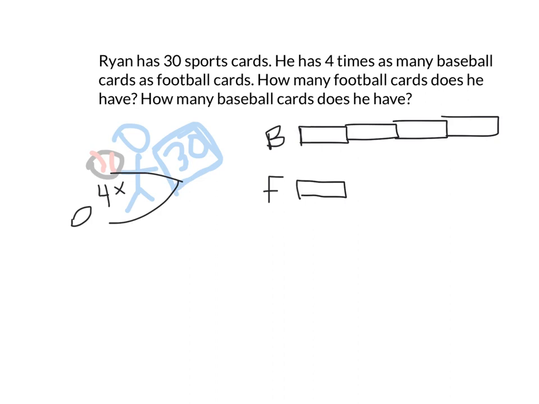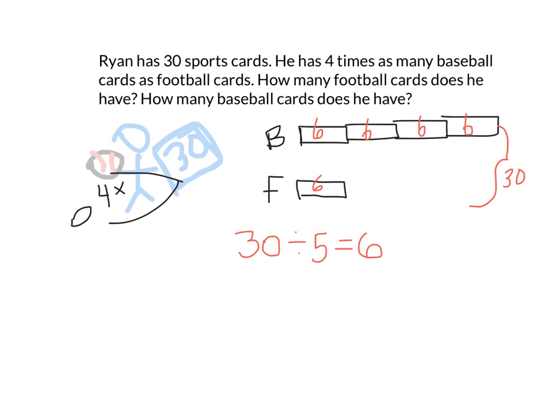Now I also know that the total, that altogether all of these football cards and all these baseball cards make 30 cards altogether. Now I know that I have a whole of 30 divided into 5 equal parts. Let's look at that visually. All of this together is 30, and it's divided into 1, 2, 3, 4, 5 equal parts. That tells me that I can use division to start solving my problem. If I divide 30 into 5 parts, 30 divided by 5 is equal to 6. So each part of my bar model is equal to 6.